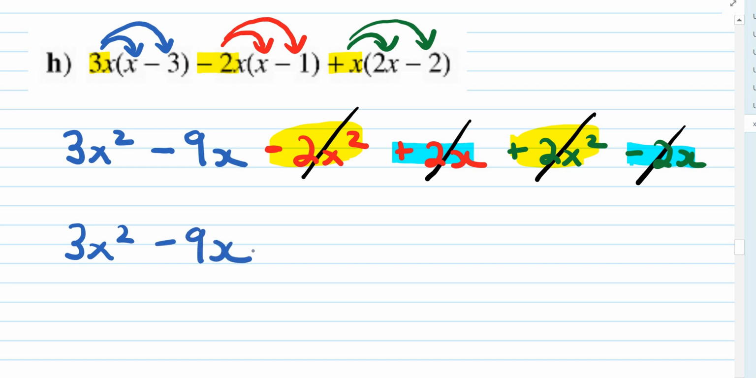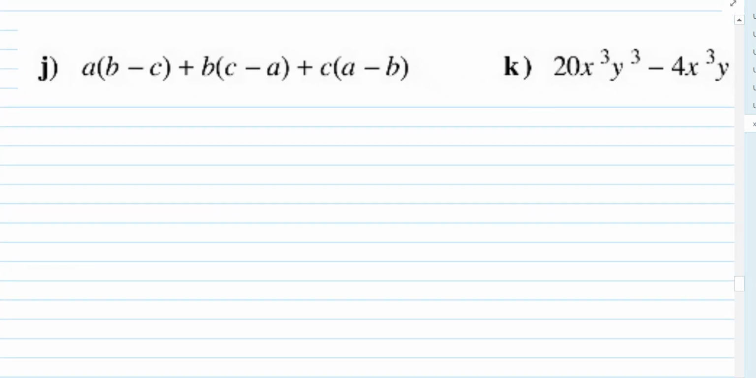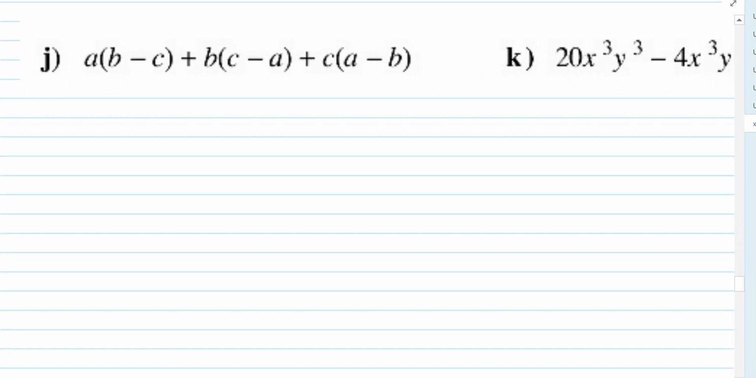And that's it for 7H. Okay, let's move on to letter J now, 7J. So I have an A, I have a B, and I have a C. So this is very similar to the previous problem.